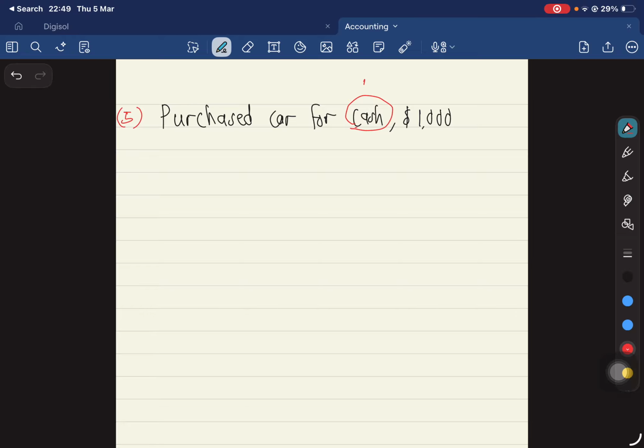And now someone will say, what is between purchases and the car? But we will use the car because it's specific. It's telling us we purchased a car. So 2, this is the second account. So now let's open the T account for car.